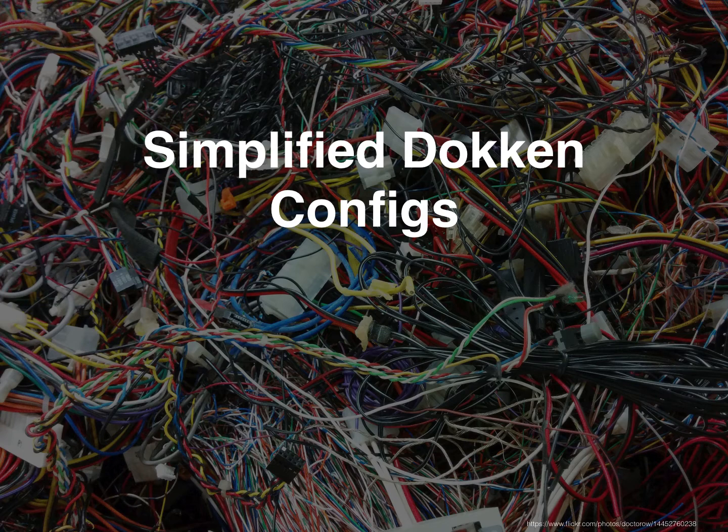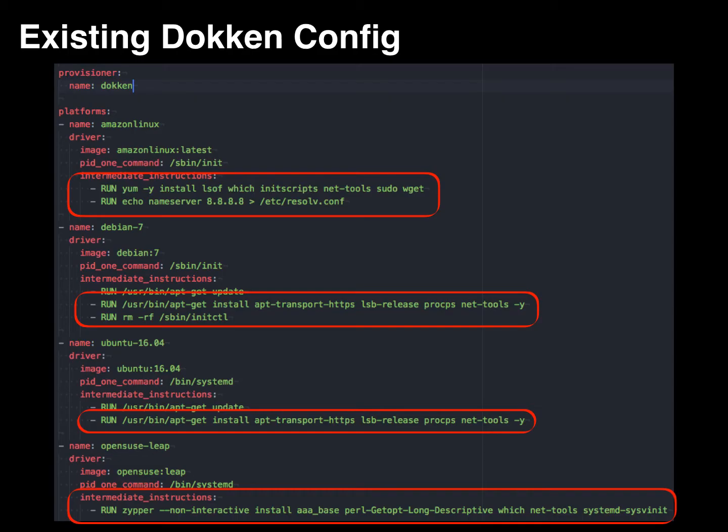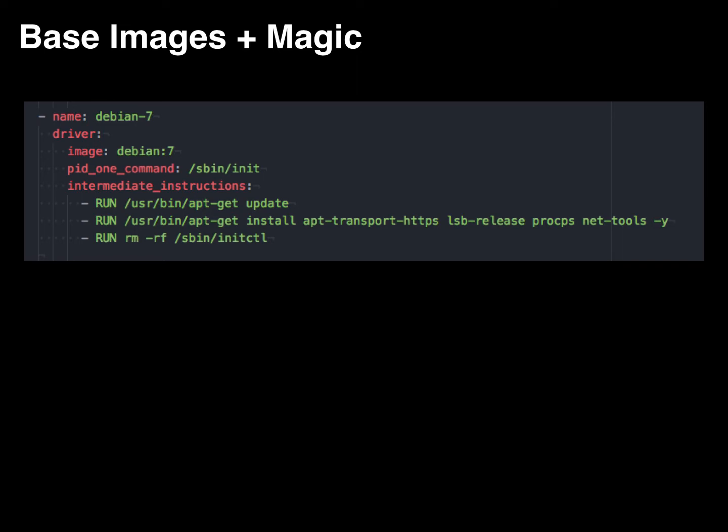now with kitchen-dokken. But the problem you run into is you have these really verbose Dokken configs, and a lot of them are just these sections for each platform. You can see here I've circled in red, and those are the same pieces of config that you're going to have in every single Dokken config. And they're just things that we have to do to set these Docker containers up to look a little bit more like a VM. Here's an example of one of those, and I'll show how absurd some of the weird things we have to do here can be.